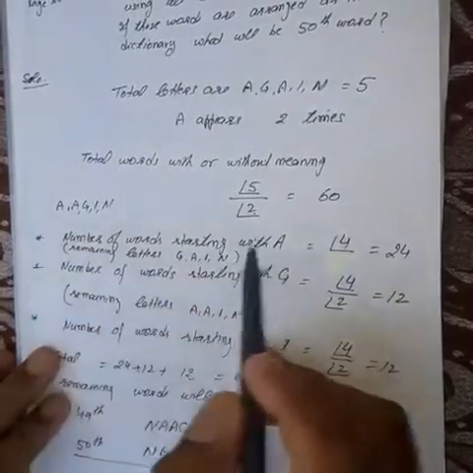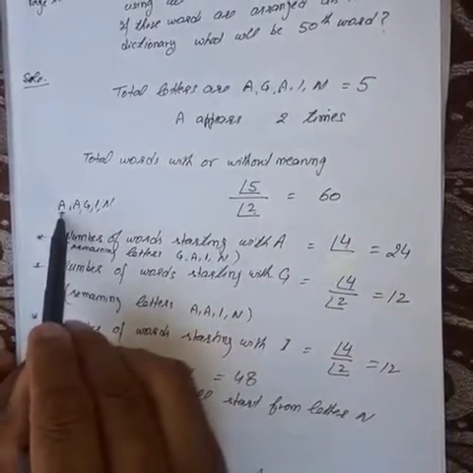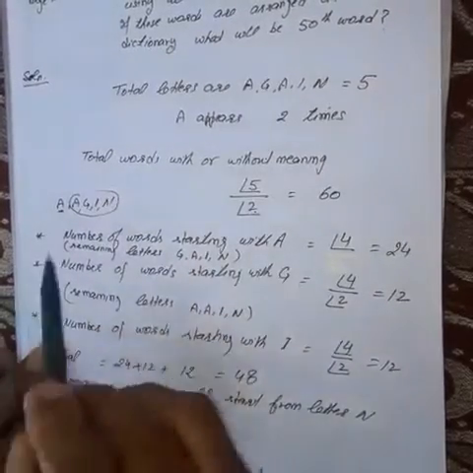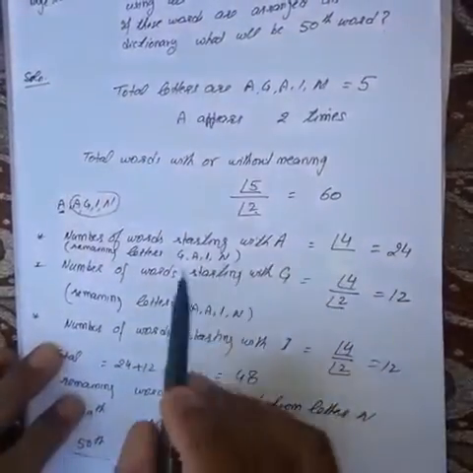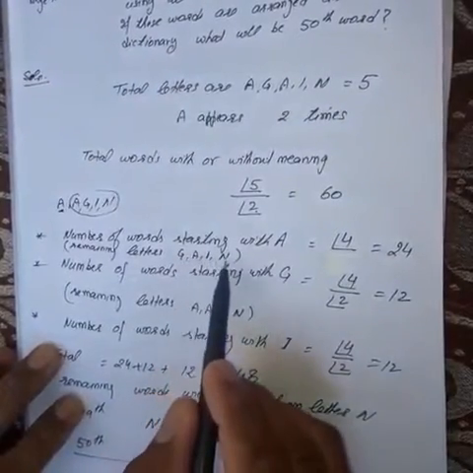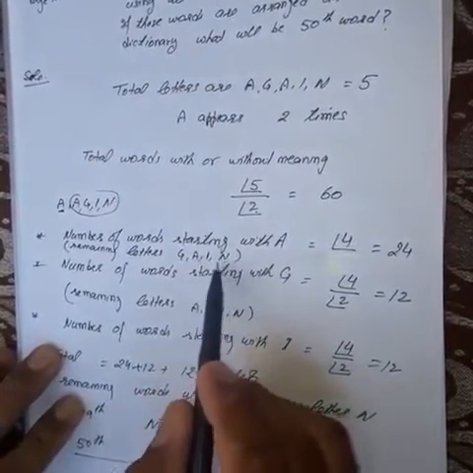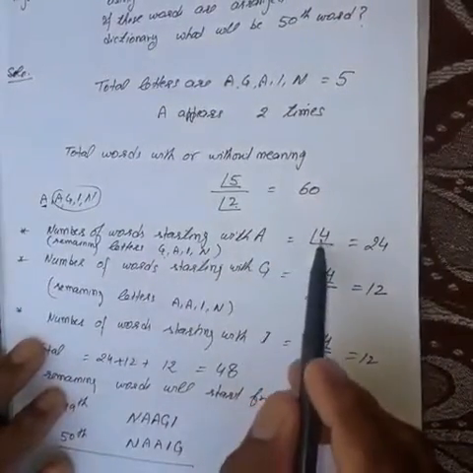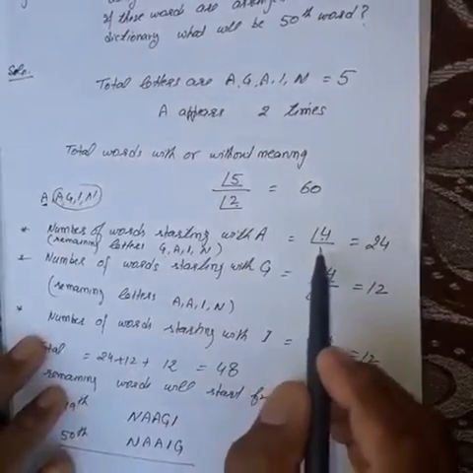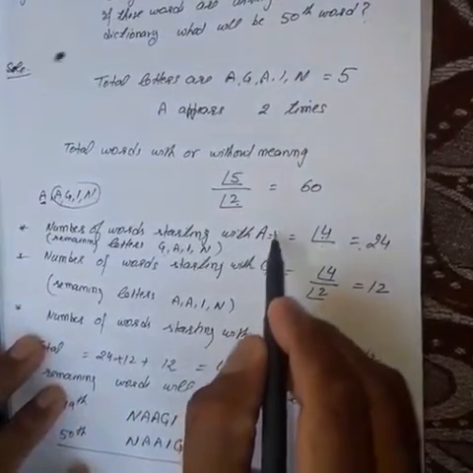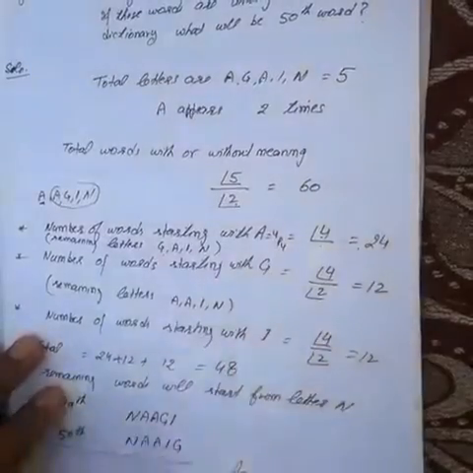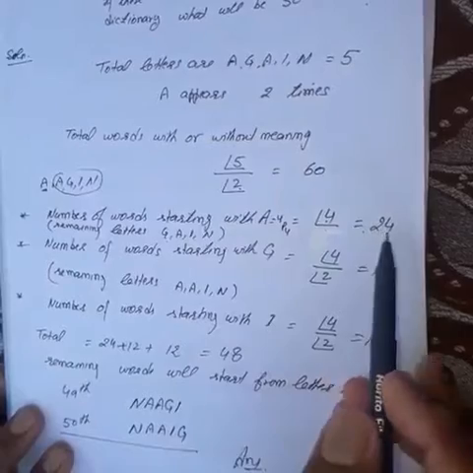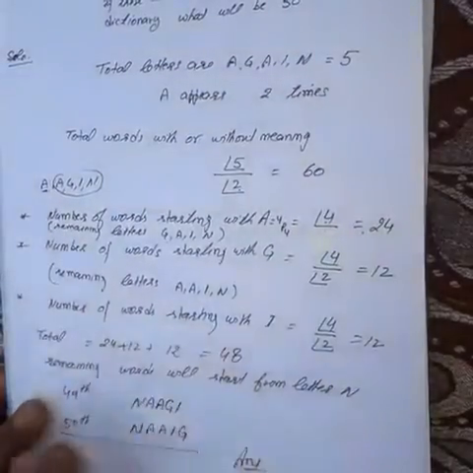It means the first position is fixed, there should be A at the first place, but the remaining letters can be arranged. These 4 letters G, A, I and N should be arranged in a line in 4P4 or 4 factorial ways. So using permutation it is 4P4, and after simplification it will be 24. So 24 words will be the words starting with A.